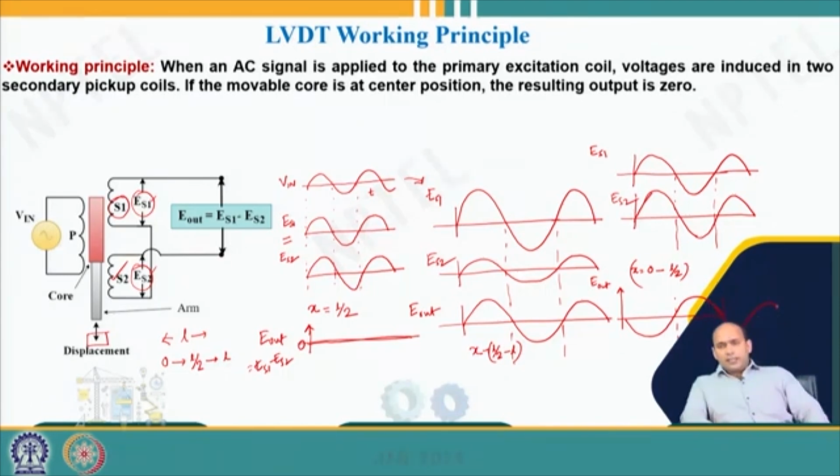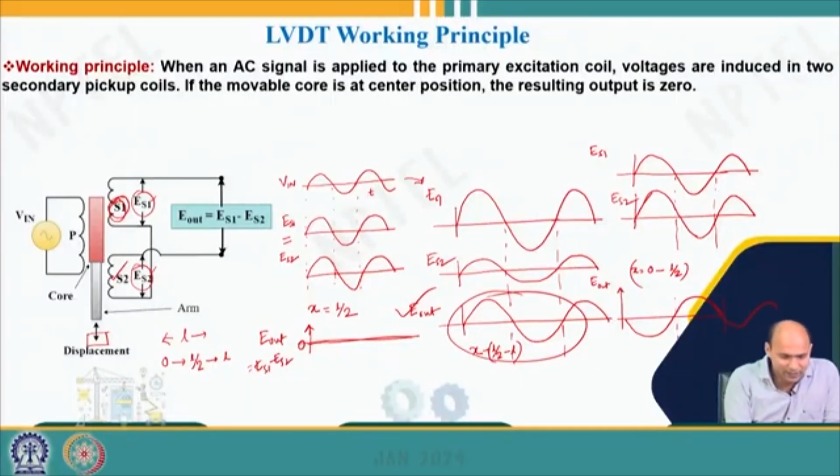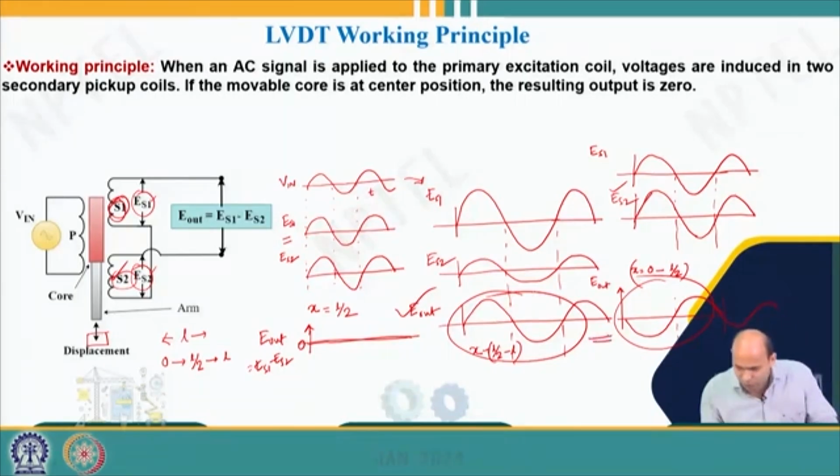So basically we can consider that if the core is towards S1, then coupling with respect to S1 will be more than S2, and as a result the E output will look like this. Whereas if the core position is towards S2, then coupling with respect to S2 will be more, and in this case my output voltage will be like this. So what is the difference between these two output voltages? They are out of phase, is it not? Their phases are opposite to each other.